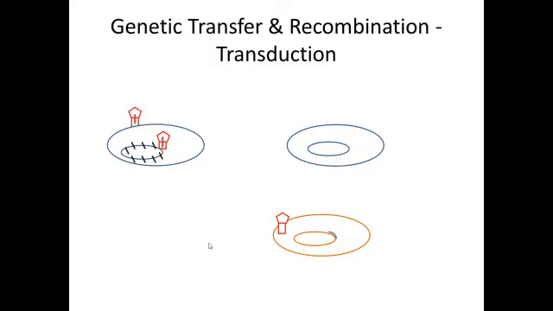So this is transduction. Now the way I remember it is these capsids kind of look like little alien spaceships, little lunar landing modules. So the little lunar landing modules, the alien spaceships, have abducted the bacterial DNA from one cell and moved it to another cell, from one planet to another planet. I don't know if that helps you, but it helps me.